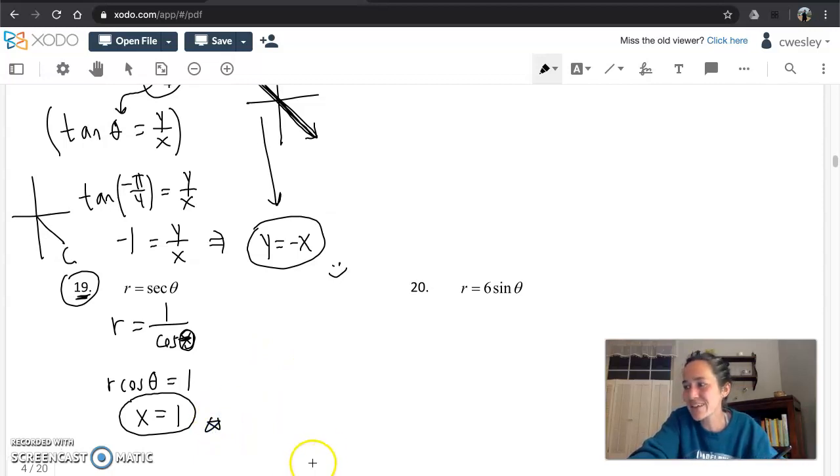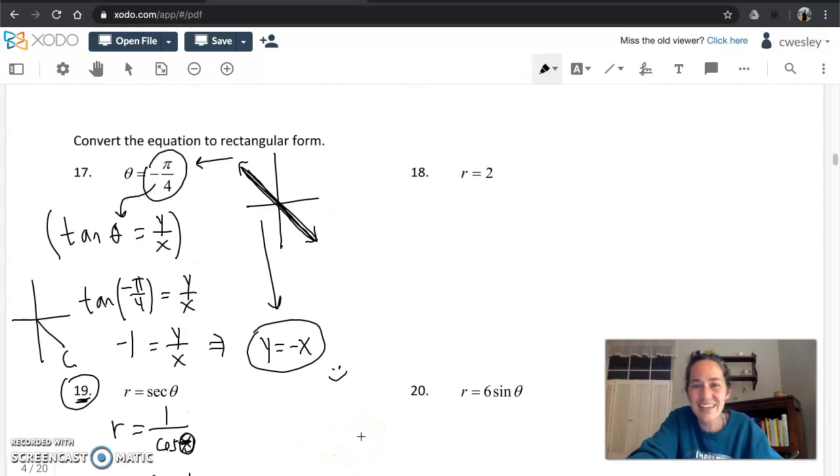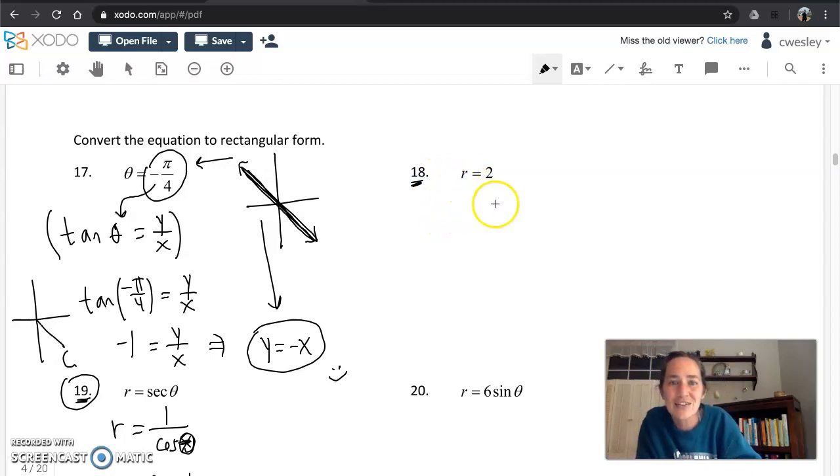Okay, I said we couldn't get to another one, but I can't wait. Let's try 18 too. 18, we've seen 1 or 2 like this before. It says r equals 2. Can you get that into x and y form? How could you relate r to x and y? Use the Pythagorean theorem, right? If r equals 2, what does r squared equal? R squared has to equal 2 squared. It has to be 4.